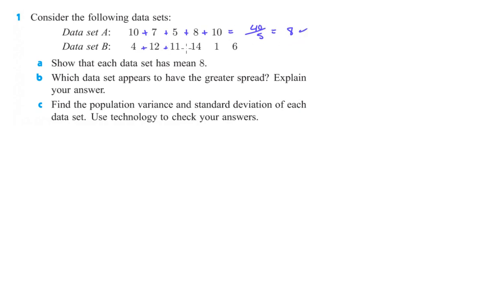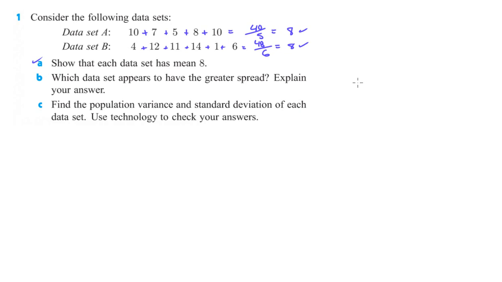Same thing here. Add these all together. 1, 2, 3, 4, 5, 6. This has 6 numbers. So that's 16, 26, 27, 37, 38, 42, 48. 48 divided by 6 also gives us 8. So we have done A.